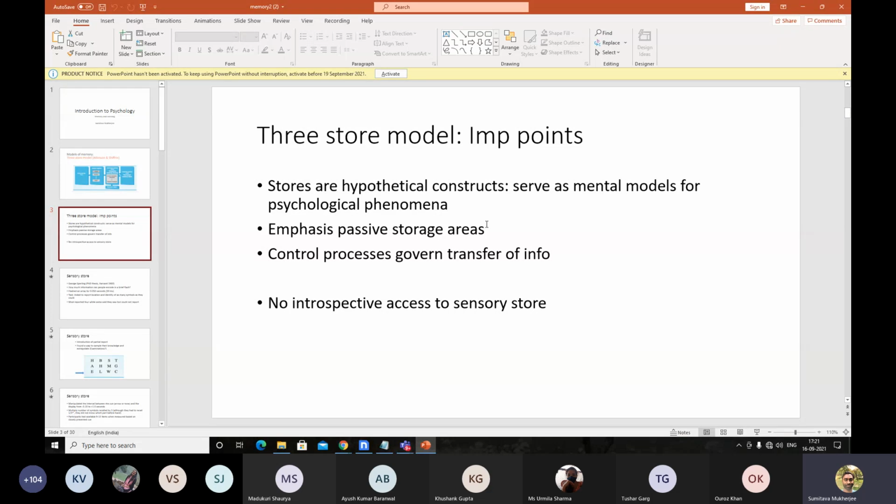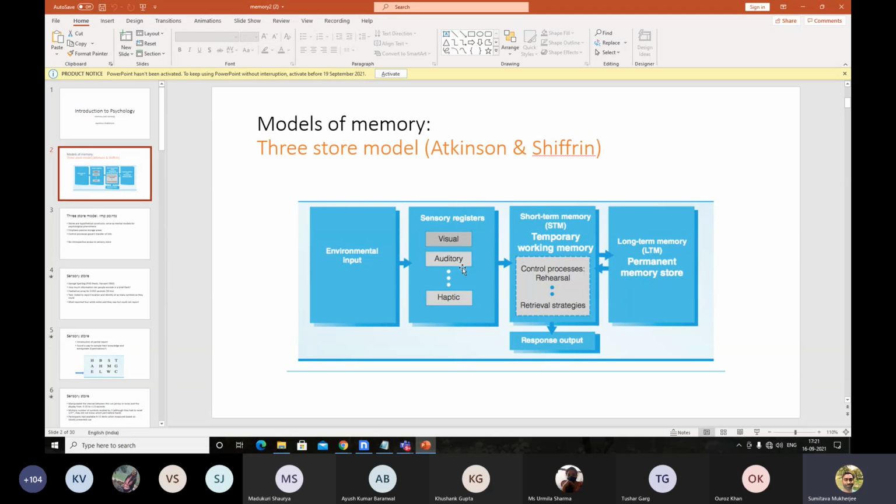It also has no introspective access to the sensory store, which means that I cannot understand right now, even if I try, what exactly is being stored in my visual sensory register, because it's so fast and so small. I cannot have conscious access to it, and hence I do not have awareness of it. Similarly, when I say a sound or a word, it gets stored in your auditory register, but you can't figure out what is the word that is currently stored there. Any of you can try right now. It's basically impossible to do it.